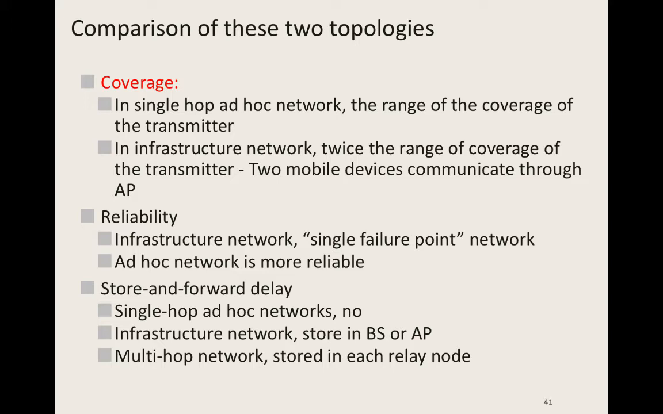In terms of reliability though, the ad hoc network is more reliable, but the infrastructure network has a single point of failure. Store and forward delay: in a single hop ad hoc network, there is no delay because it's directly connected to another device. In the infrastructure network, it's stored in base stations and access points. And in a multi-hop network, it's stored in each relay node.